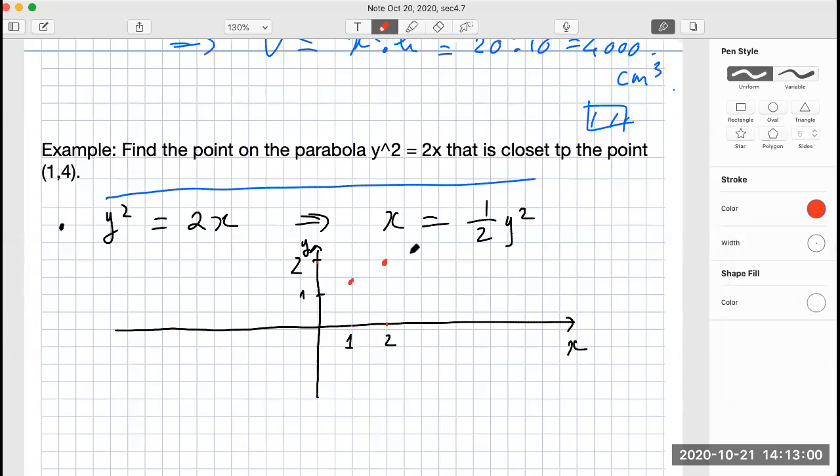Keep thinking about the other way around. Right, 1.4, it is somewhere here and here. Okay. This should be like this. It is y squared is equal to 2x. Okay, just plot it.